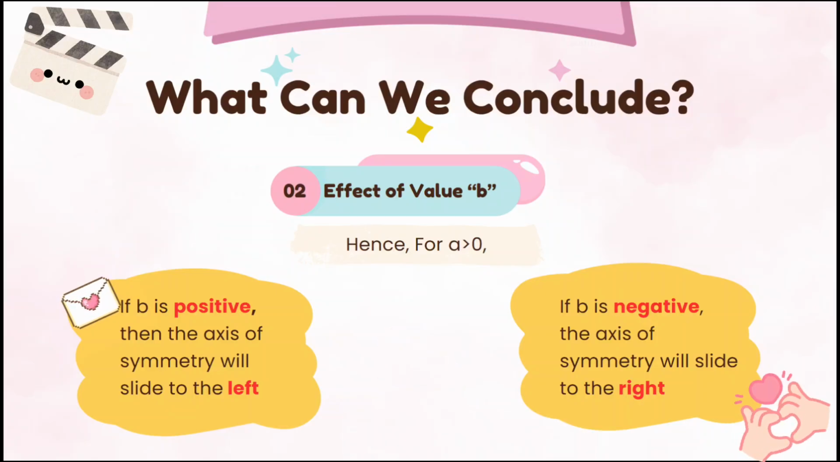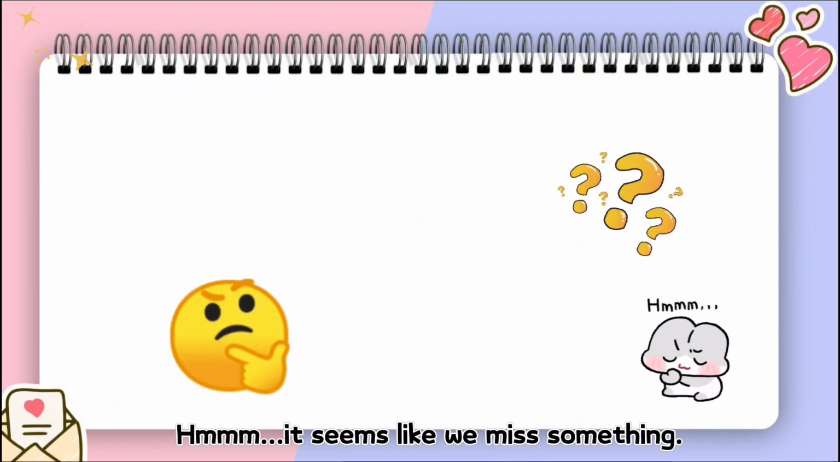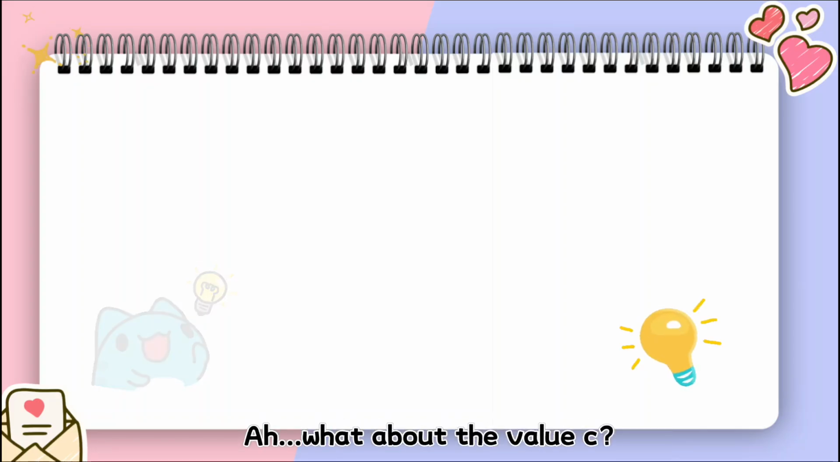Hence, for a greater than 0, if b is negative, then the axis of symmetry will slide to the right. If b is positive, then the axis of symmetry will slide to the left. It seems like we missed something. What about the value c?